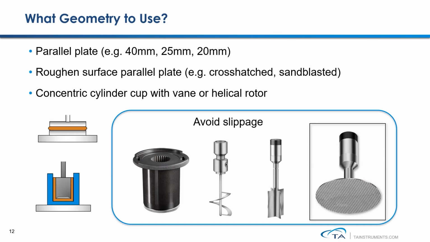Parallel plate geometries are commonly used to test this kind of structured fluid. The commonly used parallel plate size varies from 40 mm down to 20 mm in diameter. In order to avoid slippage during the measurement, a roughened surface parallel plate is also recommended. Typical roughened surface geometries include a crosshatch plate or a sandblasted plate. In addition to parallel plate geometry, a concentric cylinder cup with a vane rotor or helical ribbon rotor is also commonly used for testing structured fluid. All of these geometries can help efficiently prevent slippage from occurring during the measurement.